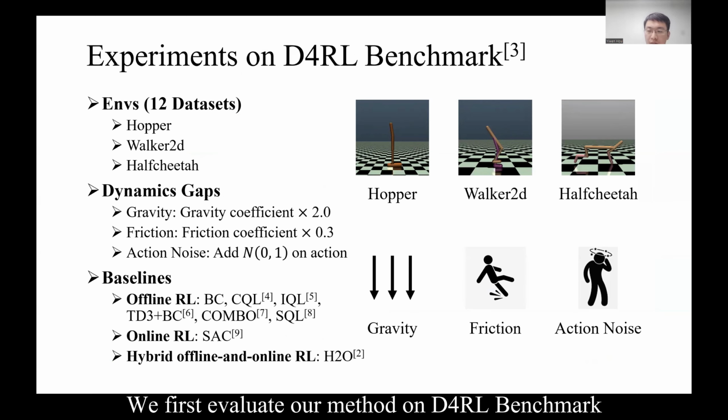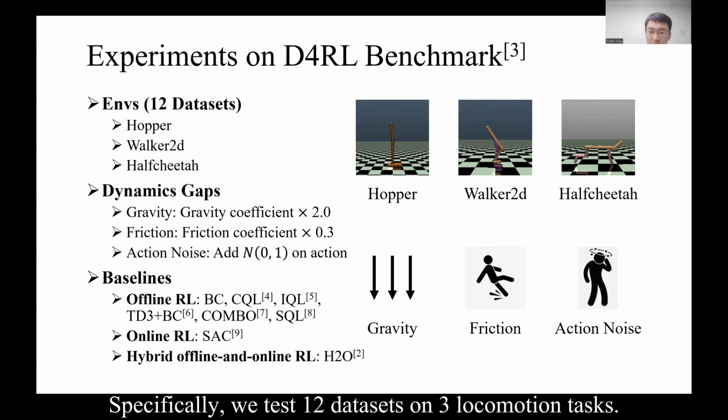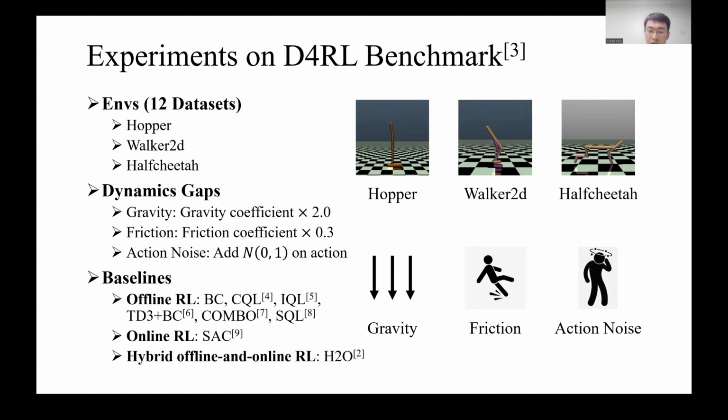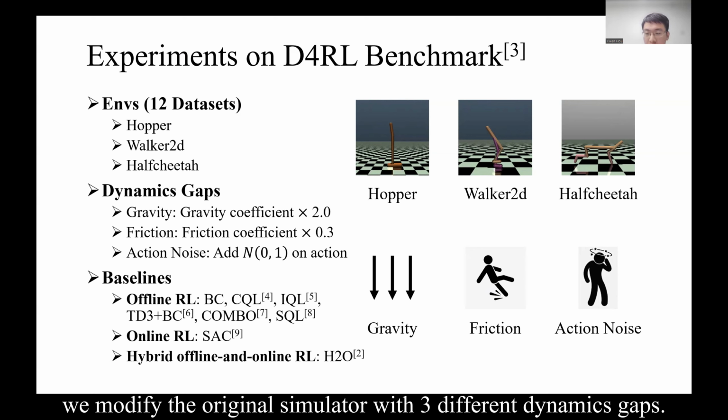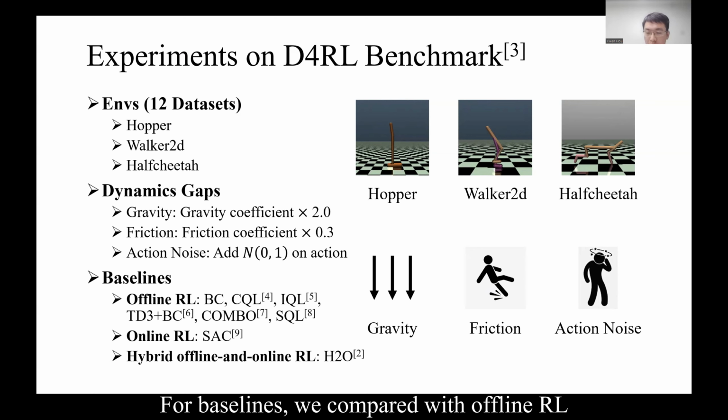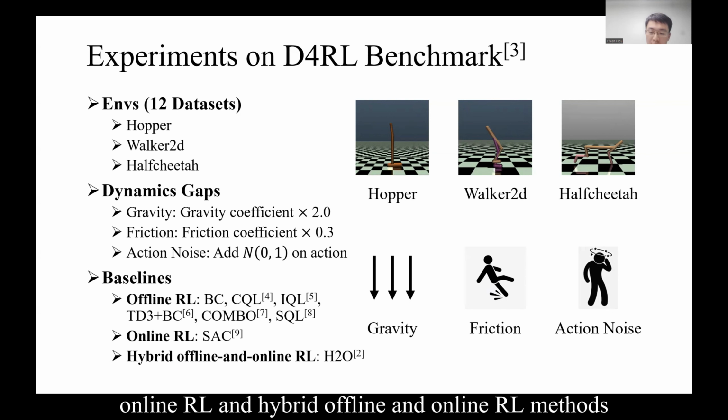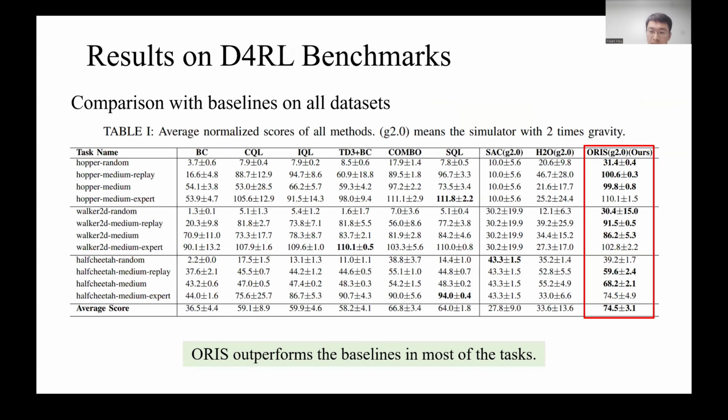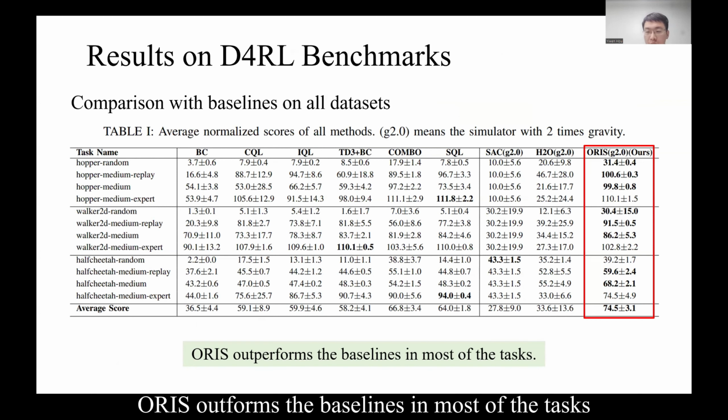We first evaluate our method on the D4RL benchmark. Specifically, we test 12 datasets on 3 locomotion tasks. For the inaccurate simulator, we modify the original simulator with 3 different dynamics gaps. For baselines, we compared with offline RL, online RL, and hybrid offline and online RL methods. As we can see from the table, our method outperforms the baselines in most of the tasks.